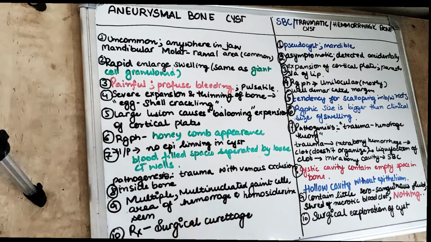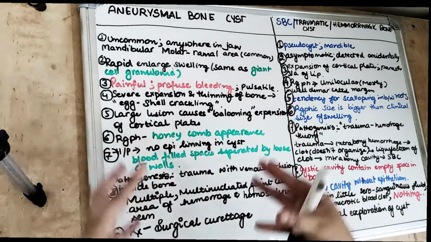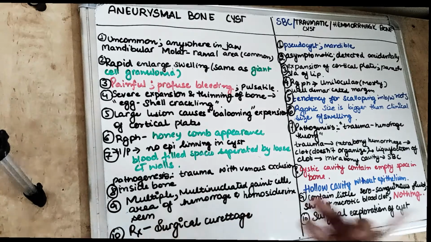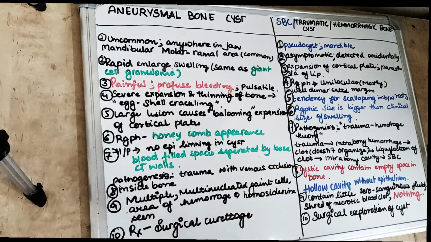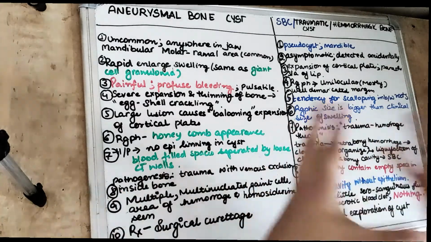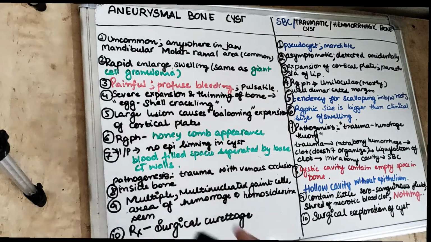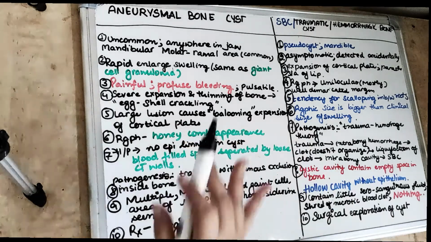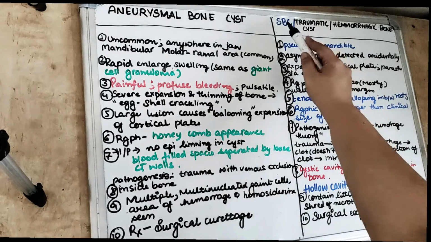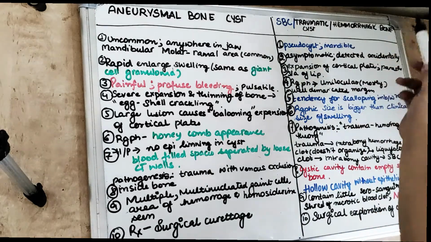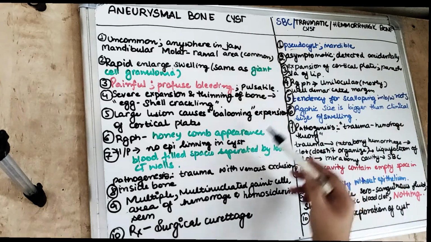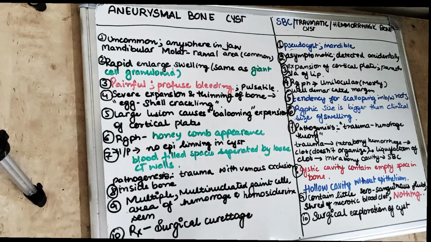Once you understand the clinical features and radiographic features, the main motto is to differentiate between the two, because the features are really different even though the pathogenesis is the same. Talking about the aneurysmal bone cyst, it is an uncommon cystic lesion, while on the other hand the SBC, solitary bone cyst, traumatic bone cyst, hemorrhagic bone cyst, is actually a pseudocyst. It is not even a cyst. I will tell you why I am calling it a pseudocyst.